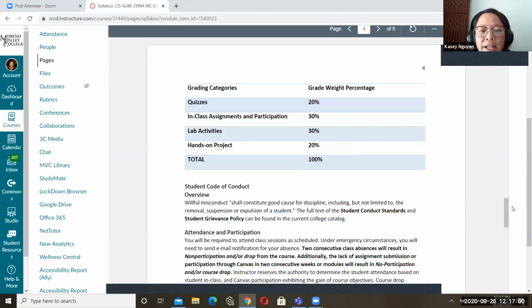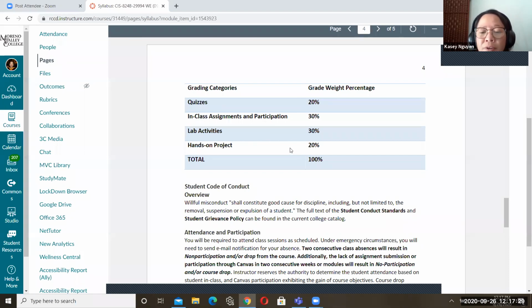So for our grading categories, our quizzes will be, I'm sorry, I think there's an error here. Actually, no, that's correct. Quizzes will be 20% of your grade. In-class assignment participation will be 30% of your grade. Lab activities will be 30% of your grade. And your hands-on project will be 20% of your grade.